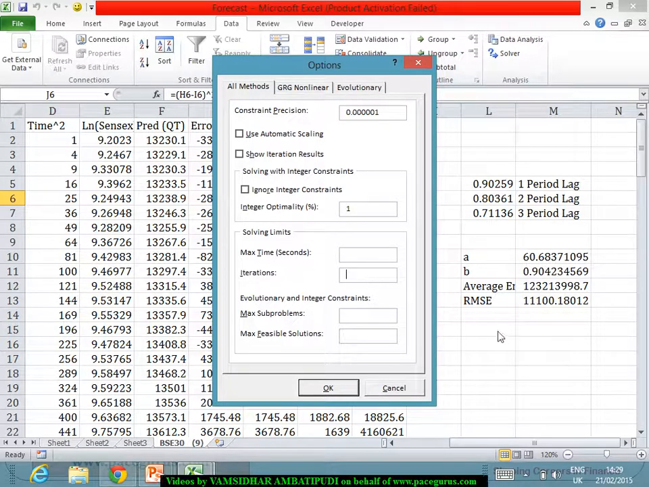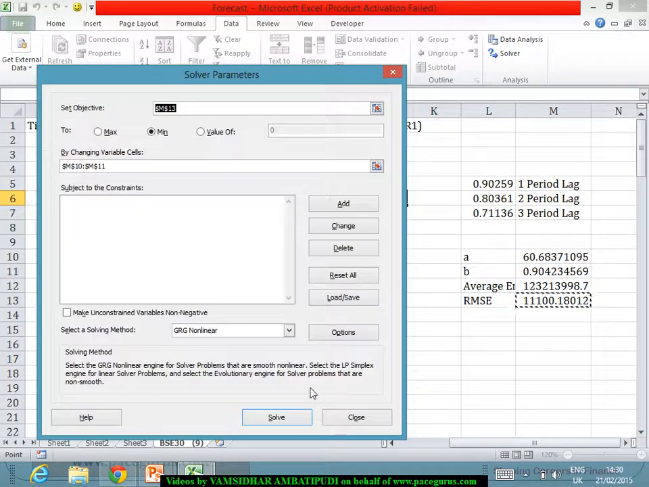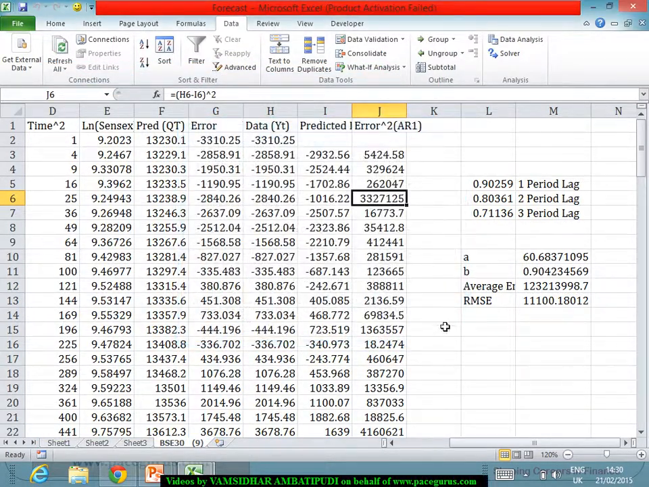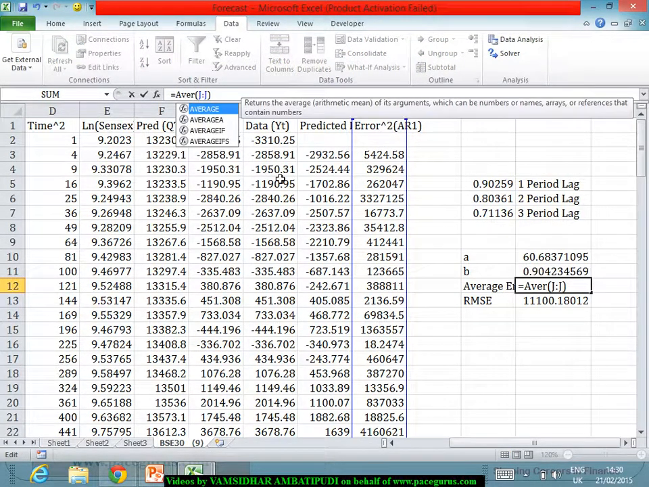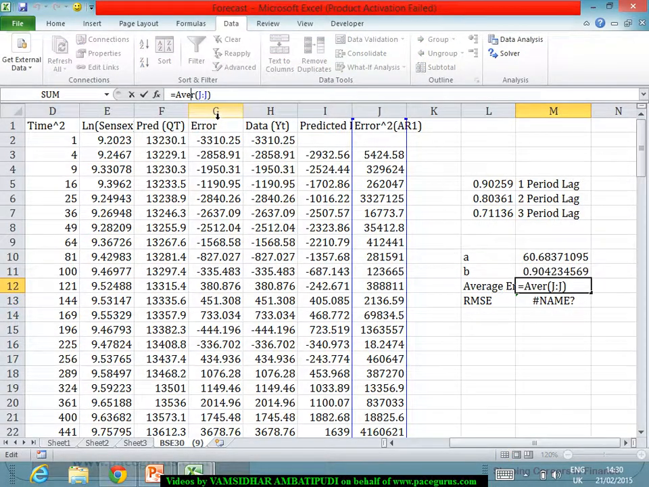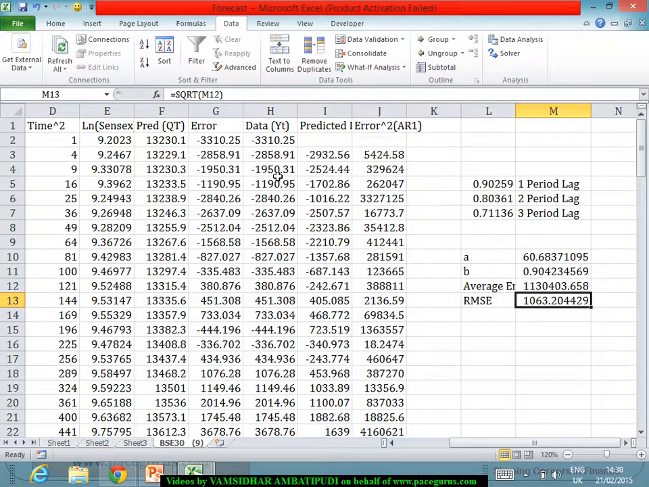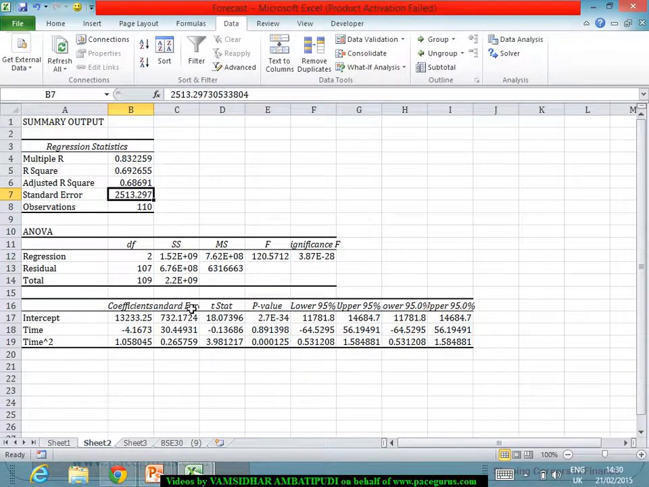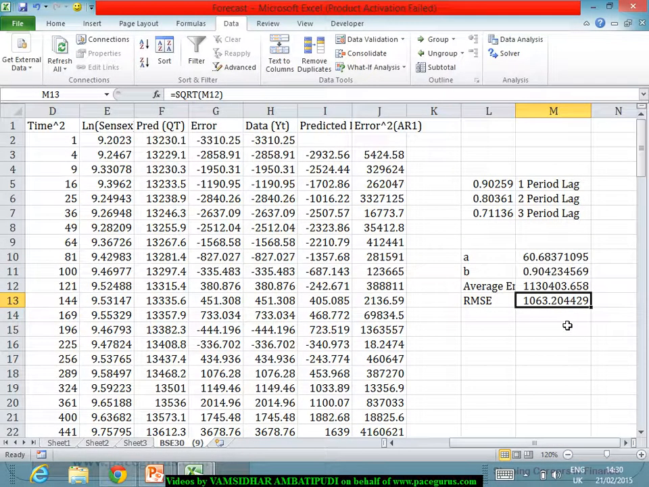Here let me put a higher number of iterations. Here, for the average error, I have taken the sum. Actually, I have to take the average. Let me take not the sum, let me take the average. So the root mean squared error has come out to 1063, which means instead of having an error of 2513 here, now my error in the prediction has come down to 1063. I have improved as a part of my prediction model.